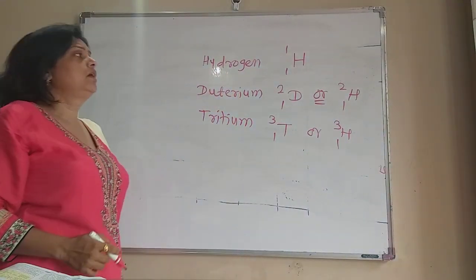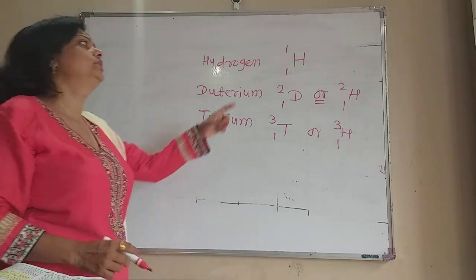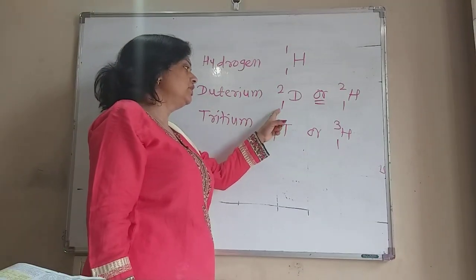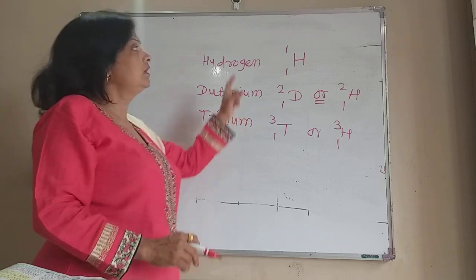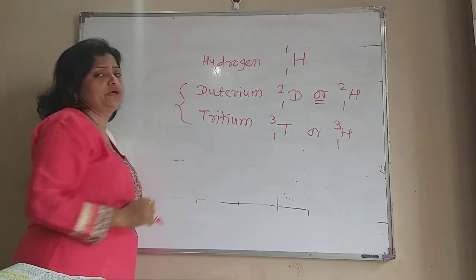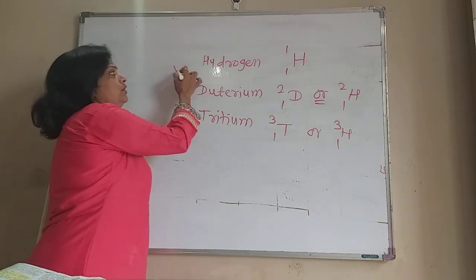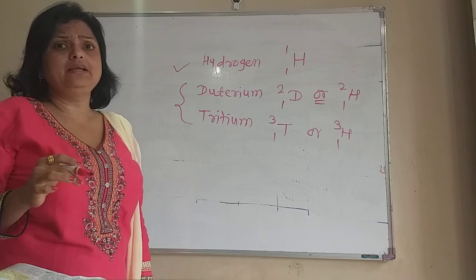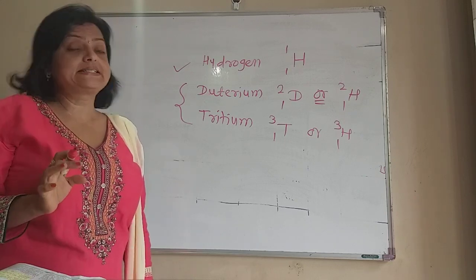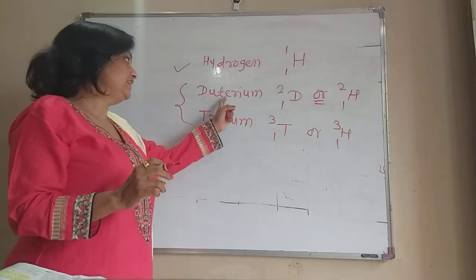Now see here, all the 3 atoms of hydrogen have the atomic number 1, only the mass number changes. Now these are present in trace amounts. Traces means very negligible amount in nature. Hydrogen is 99.90% in nature, but still they are present.